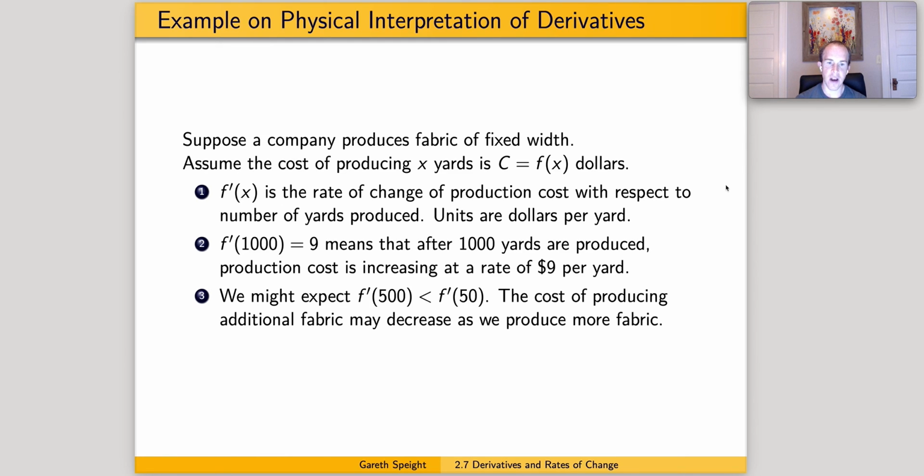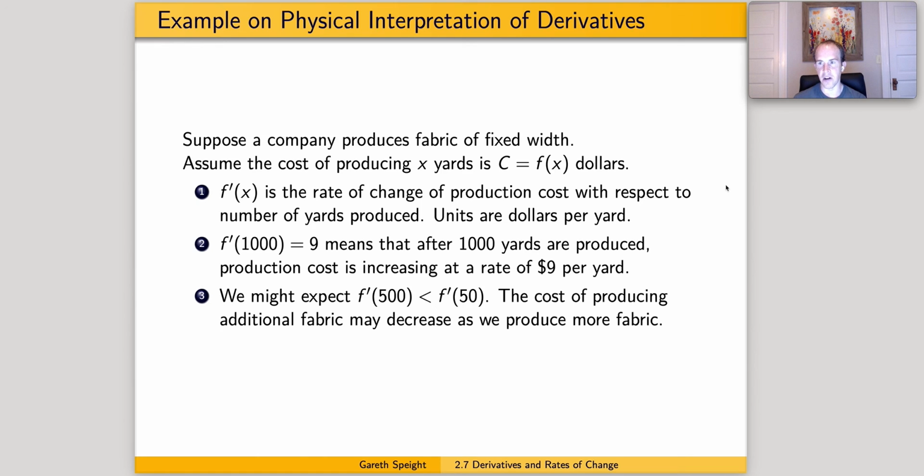Okay, and I claim that we might expect that f prime of 500 is less than f prime of 50. So why would we expect that? Well, f prime of 500 is the rate of change of cost after we've produced 500 yards. And f prime of 50 is the rate of change of cost after we've produced 50 yards. And we might expect, if we've already produced 500 yards, if we produce another yard of fabric, then it's not going to cost as much as producing another yard of fabric if we've only produced 50 yards, right?